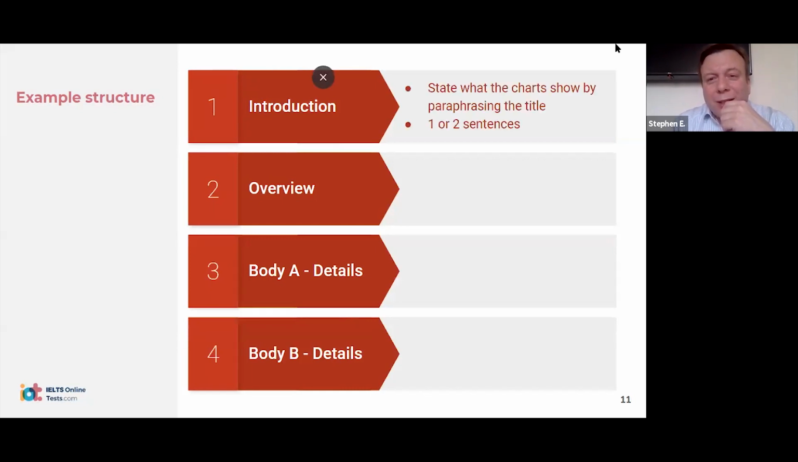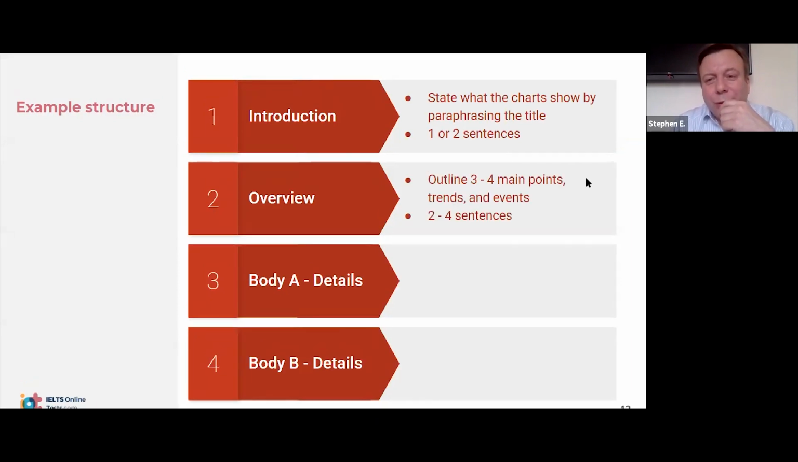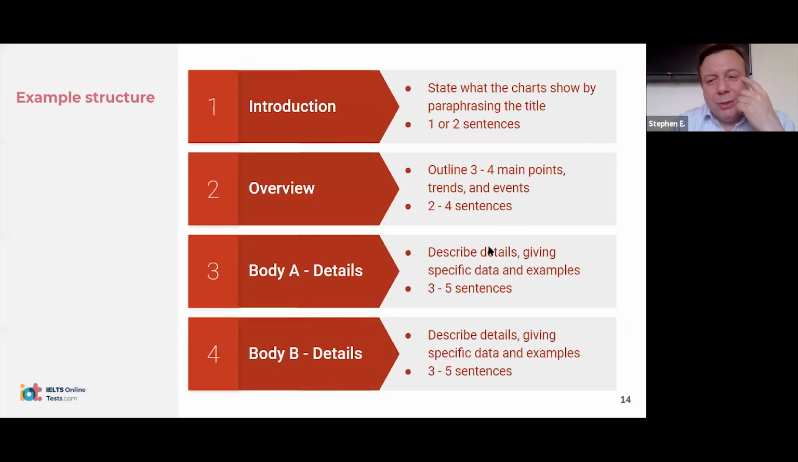We're going to paraphrase the title, 1 or 2 sentences, and state what the charts are showing. We will outline 3 to 4 main points, trends, and events, 2 to 4 sentences in our overview. And then body A, we're going to describe details, giving specific data and examples, 3 to 5 sentences. And then body B, we're going to do the same, describe the details, giving specific data and examples, okay?